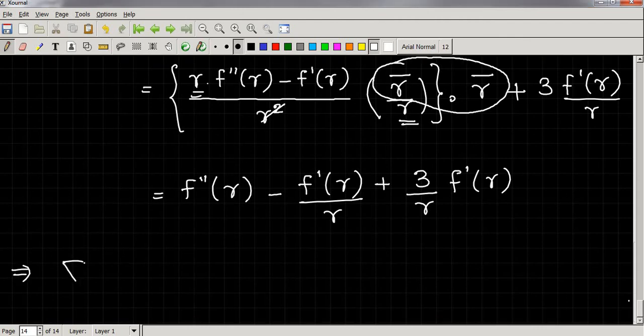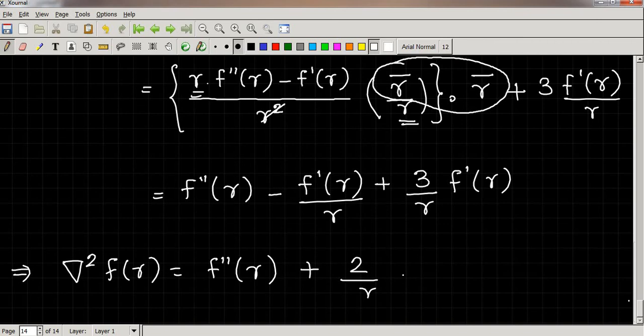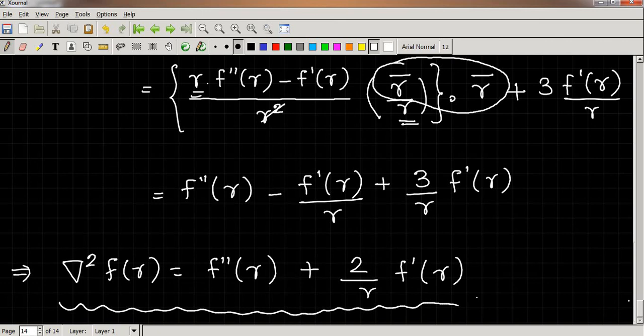So this implies del square f of r is equal to f double dash of r plus 2 upon r into f dash of r, where f dash and f double dash are nothing but simple derivatives of the given function f of r. So with respect to these vector identities, we can solve any example. We just need to classify the scalar function, the vector function, and which vector differentiation operator is used, whether it is gradient, curl, or divergence.